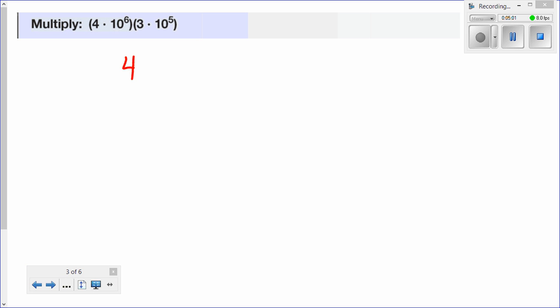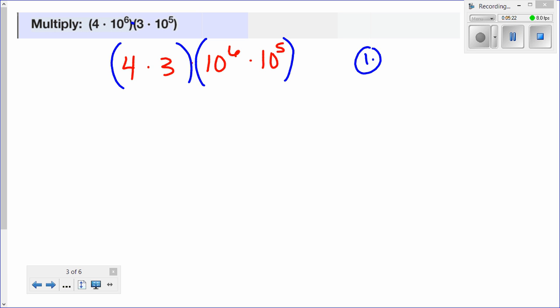We are going to reorder the numbers. 4 times 3 times 10 to the 6th power times 10 to the 5th power. Notice that we reordered the numbers so that we could have our same base numbers together, and we could have these together. Don't forget that in between here, if there is no symbol, that means multiplication. So which properties did we use there? We used the commutative and the associative. Both properties were utilized in that step.